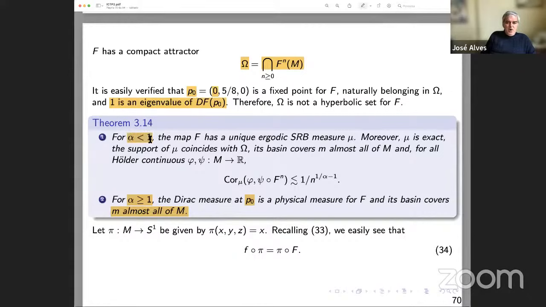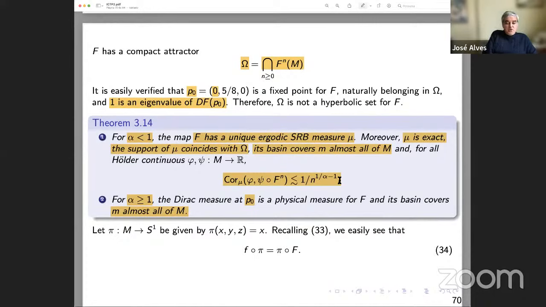For alpha smaller than 1, again, as in the previous situation of the circle map, the dynamics has a unique ergodic SRB measure mu. Moreover, it is exact. The support coincides with the whole attractor, and the basin of this SRB measure, which is a physical measure, contains almost every point in the solid torus. And moreover, the decay of correlations is of this order. So this is the same estimate, the same type of conclusion that we had in the circle.